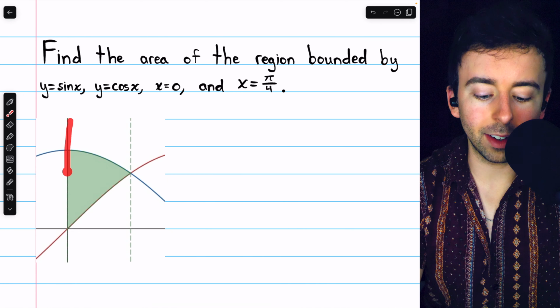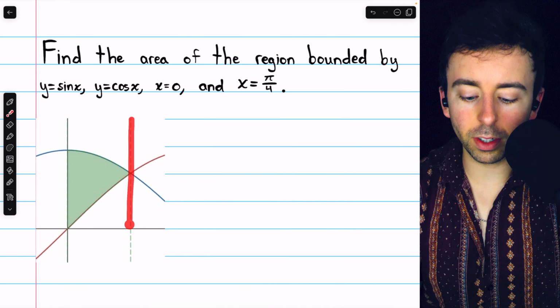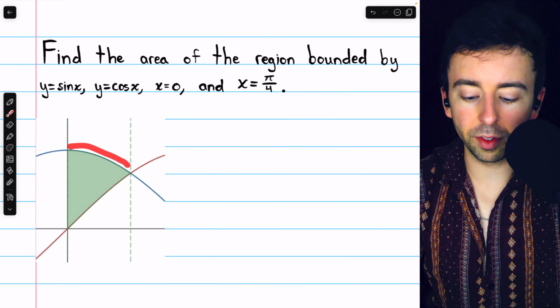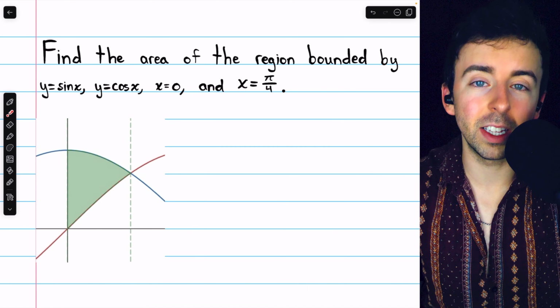The vertical line x equals 0 is of course right on the y-axis, and then this is the vertical line x equals pi over 4. We see that the two curves intersect there at pi over 4. You should know that sine and cosine are equal there.